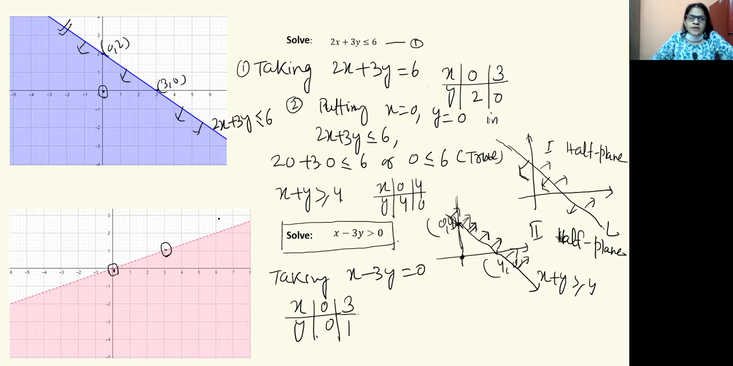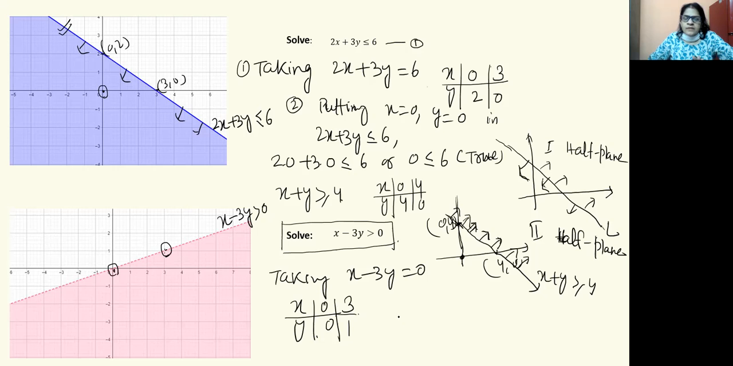Why like this? It's because we are given x minus 3y greater than 0, not greater than equal. Had it been greater than equal, then we would have taken the solid line. x minus 3y greater than 0 means we are not getting any point on the line. Because of that condition, the line is taken as a dotted line.